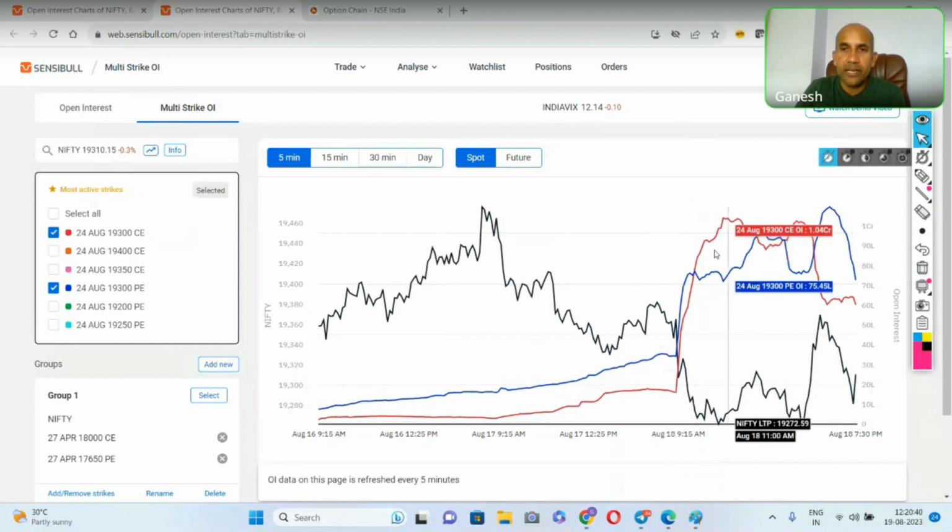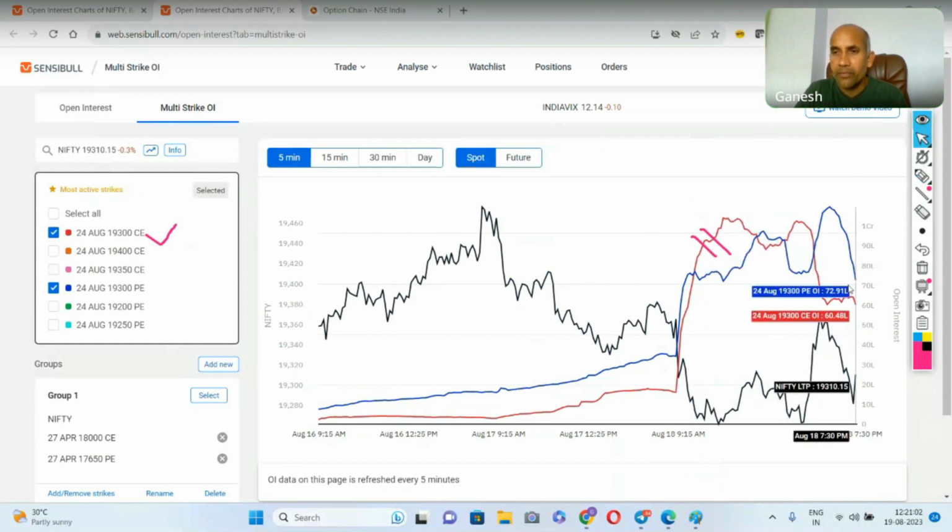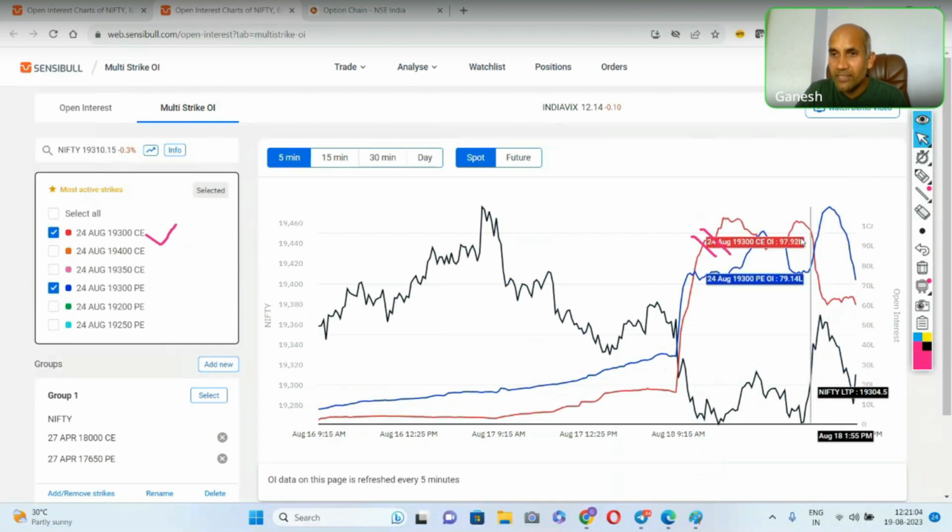If you see this red color, what is it? 19,300 call. They keep selling from here to here because they're expecting the market would go down, break 19,300 and go somewhere else. But by the end of the day, what has happened? See, this unwinding happened. It fell here.